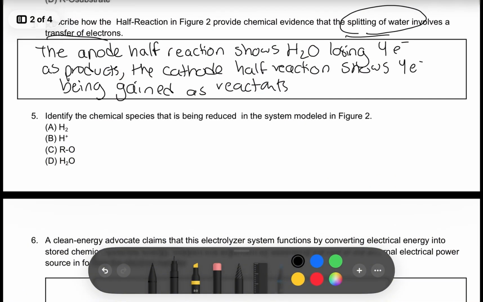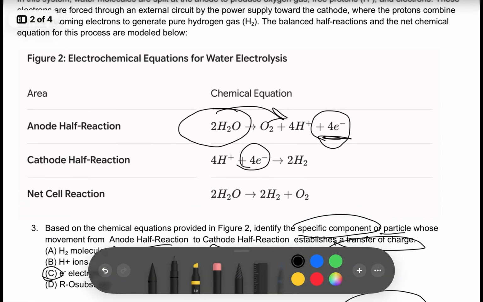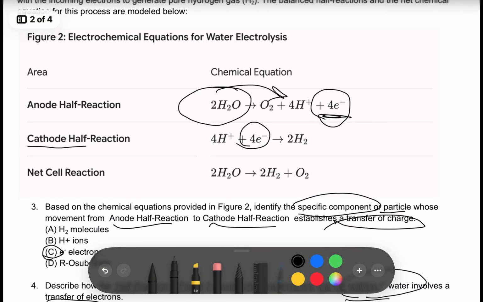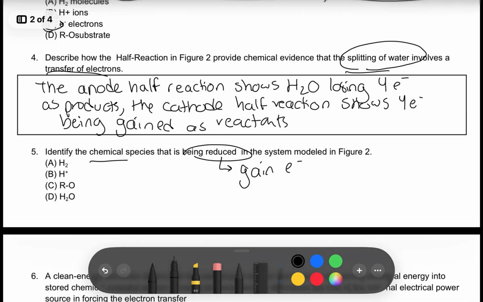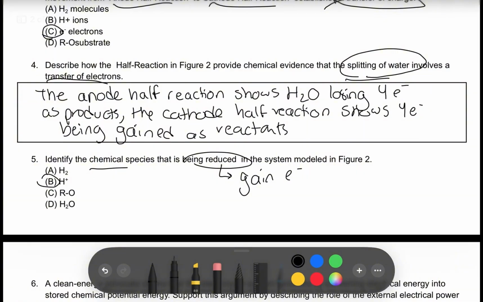Question 5. Identify the chemical species that is being reduced in the system modeled in figure 2. Well, reduction means that we're gaining electrons. And if we're gaining electrons, it's going to be on the reactant side, which we can see in the cathode half reaction. And in this case, 4H+ is gaining the 4 electrons. So the answer is going to be H+.